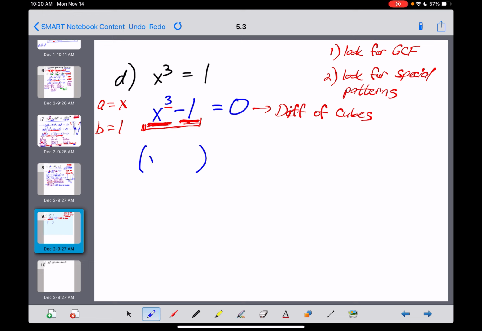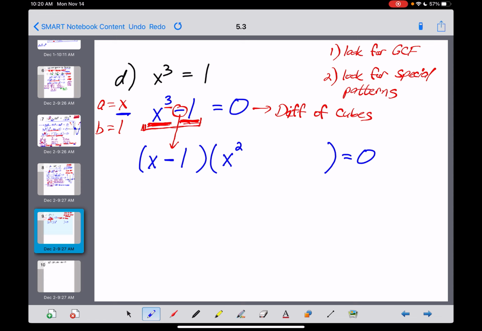Well, our a value is x, our b value is 1, and I said this earlier, whatever this sign is right here, whether it's plus or minus, you just bring it straight down right here. So that is an x minus 1 for the binomial out in front. Now we have a quadratic trinomial that comes next. And how does it begin? With a squared. So if a is x, x squared is just x squared.